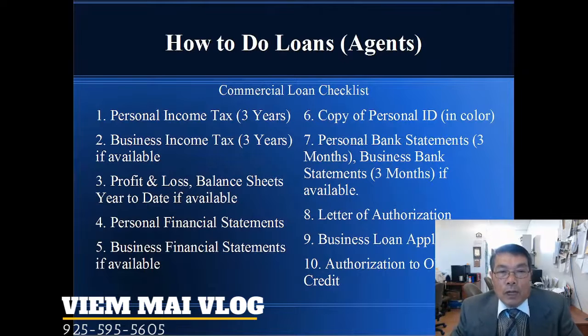How to do the loan? This is for the agent, the commercial loan checklist. The personal income tax about 3 years, at least 2 years, and the business income tax 2 years at least, or 3 years if available. If people don't have the business, they start to do a commercial loan, then we just do a personal income tax because they don't have the business anyway.